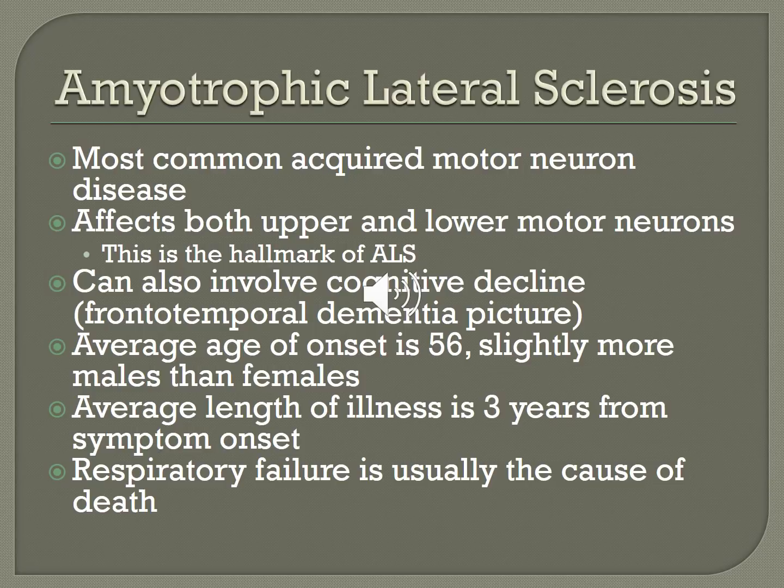The average age of onset is about 56. There are slightly more men than women affected. The average length of illness from symptom onset to death is about 3 years, and most patients will die from respiratory failure because respiratory muscles are under voluntary control, so they're under control of the corticospinal tract. When you lose the innervation to the diaphragm and the accessory muscles, you can no longer oxygenate. So a lot of these patients will end up on mechanical ventilation to survive.